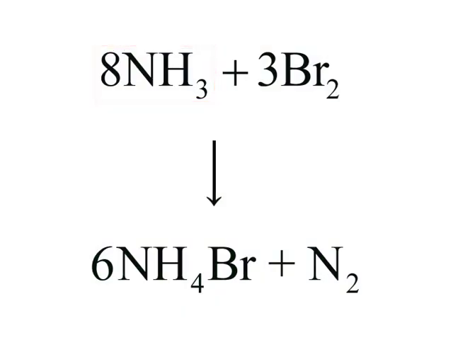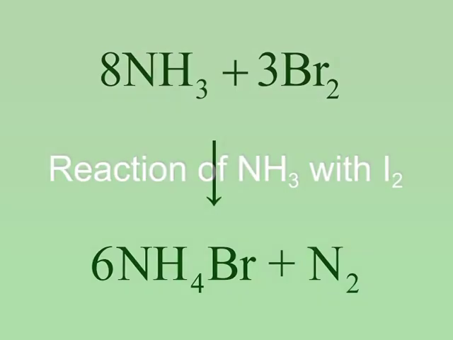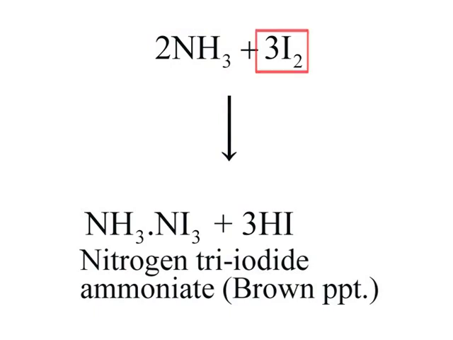Reaction of ammonia with bromine. Ammonia reacts with bromine to form ammonium bromide and nitrogen. Reaction of ammonia with iodine. Ammonia reacts with iodine to form nitrogen iodide ammoniate, which is a precipitate of brown color, and hydrogen iodide.